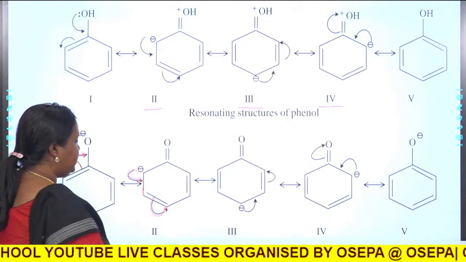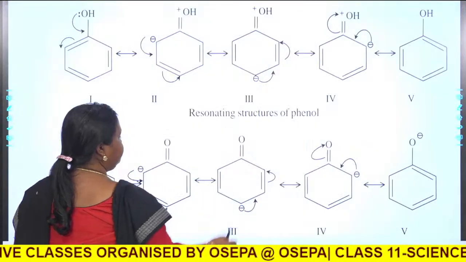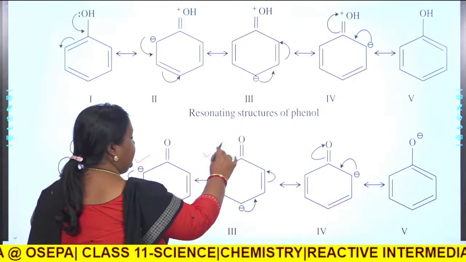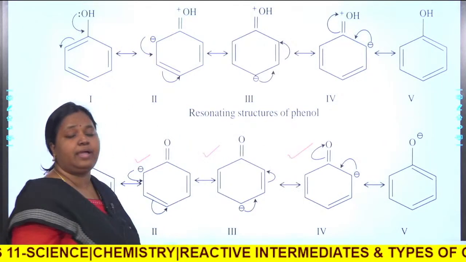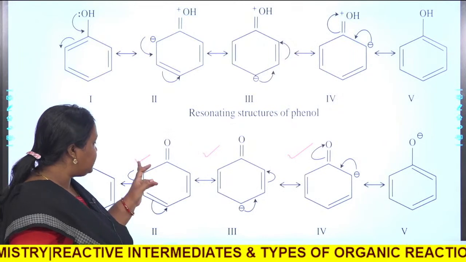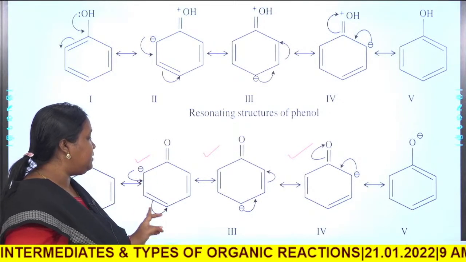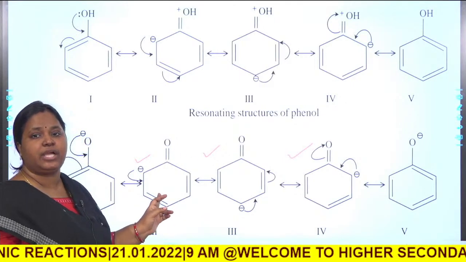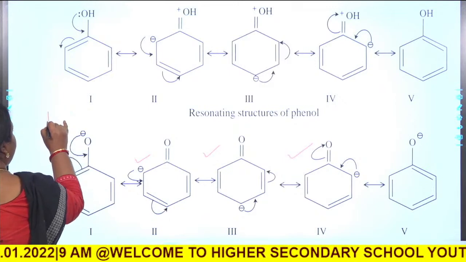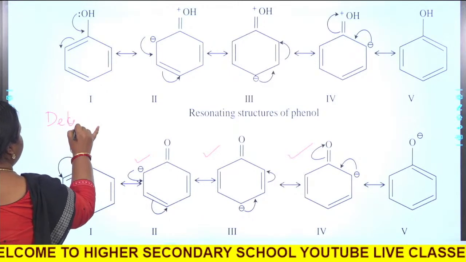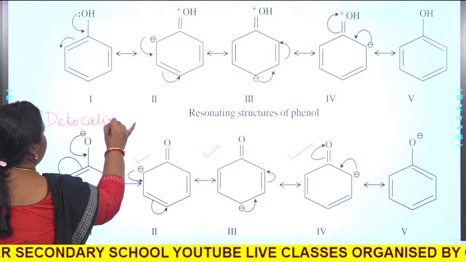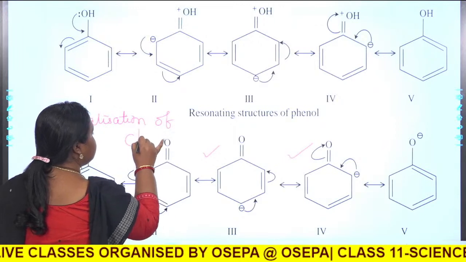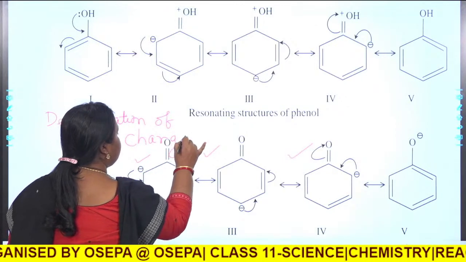So, likewise you see in case of phenoxide ion, structure number 2, 3 and 4, they do not have any charge separation, only a single negative charge is revolving around the entire ring, that is the delocalization of the charge is taking place. Delocalization of charge in the phenoxide ion.